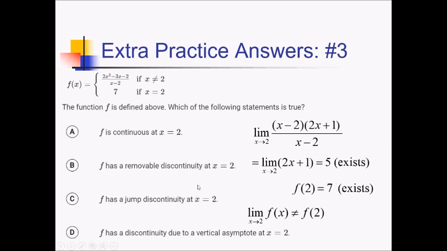And this makes sense that this would be a removable discontinuity because you have a function that's heading towards the same place from both sides, but when you actually get to that spot, you have this little dot at 7 that doesn't line up with the rest of the graph. So that's definitely a removable, giving us choice B.